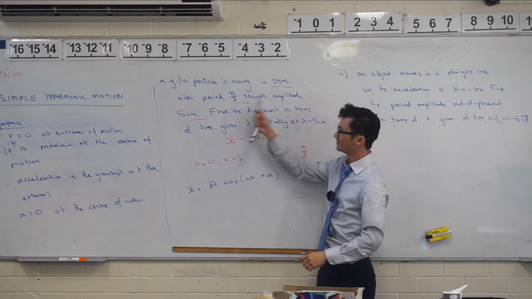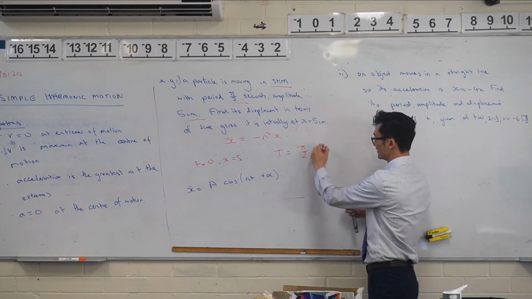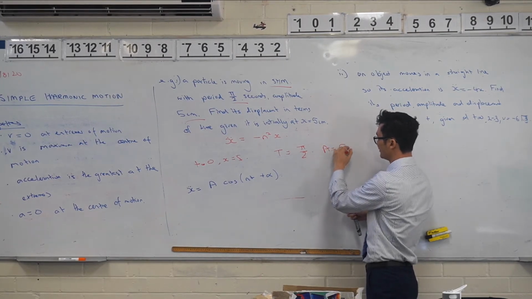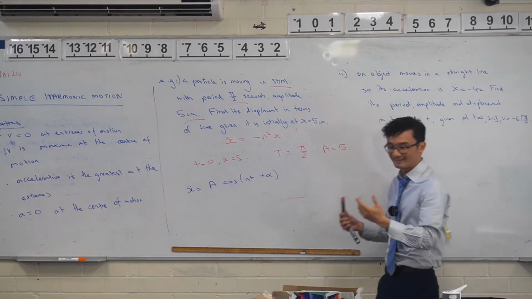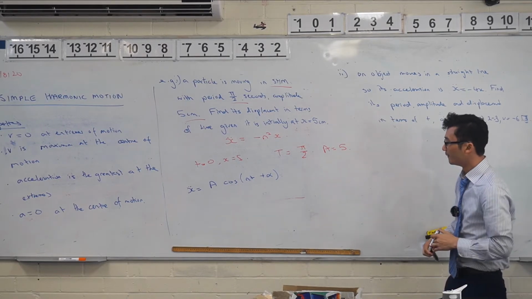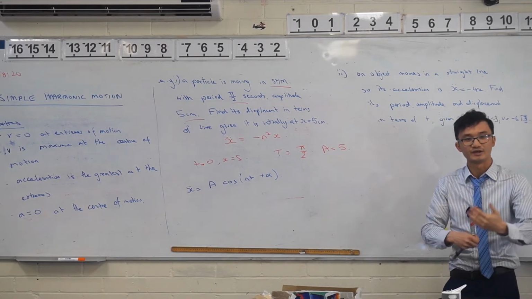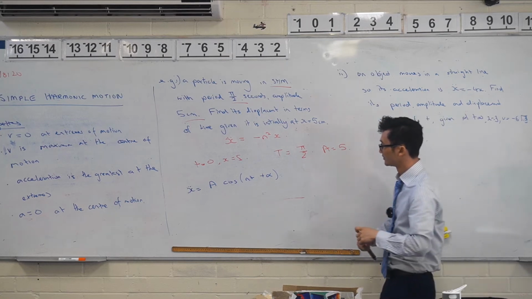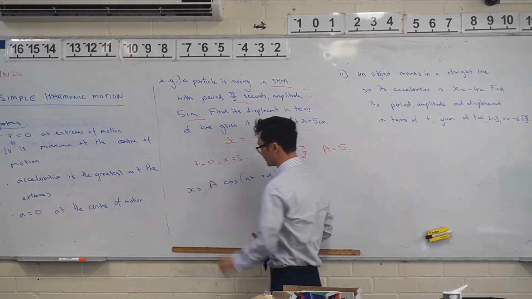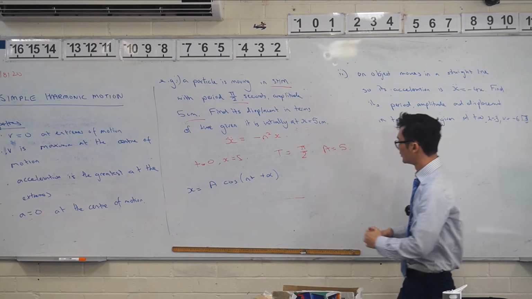Amplitude is equal to 5, right? I didn't write it down there. So how can we actually form the equation now out of all this info? Put it all in.